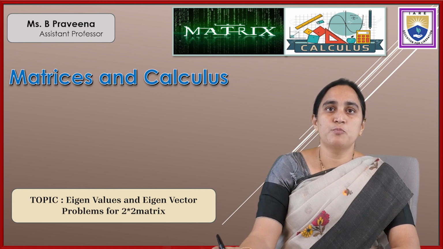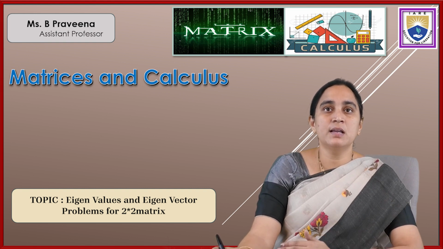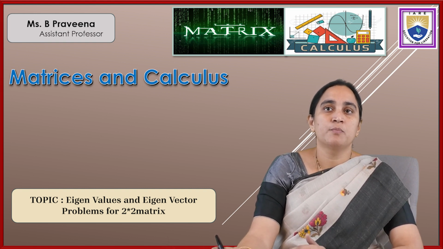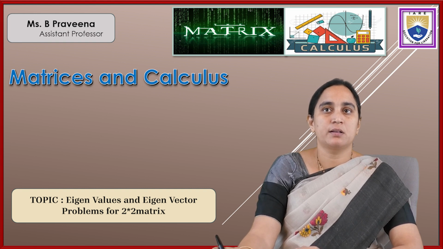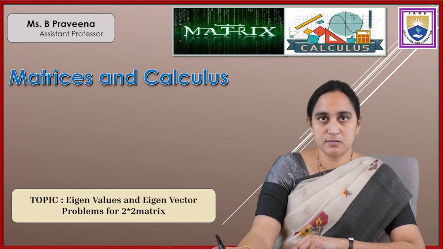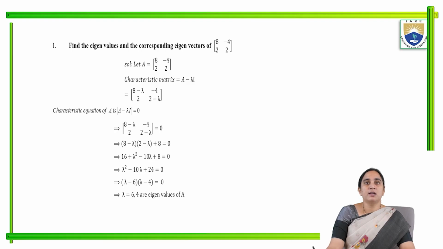Today my topic is finding eigenvalues and eigenvectors for problems on a 2 by 2 matrix. First, I'll discuss the first question: find the eigenvalues and the eigenvectors of the matrix [8, -4; 2, 2].